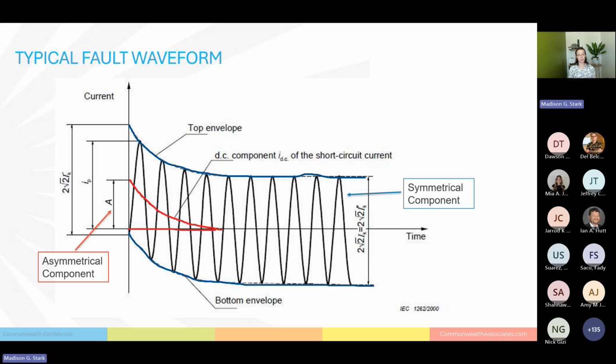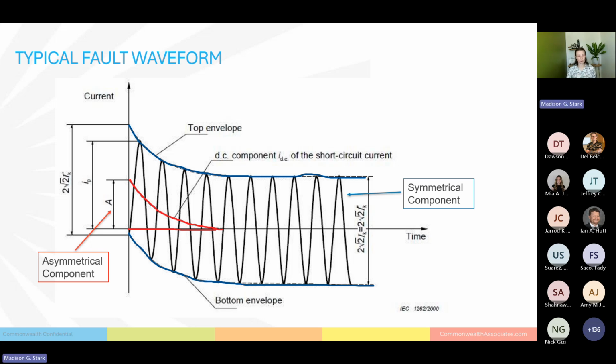So this is what a fault waveform looks like graphically. And here you can see your asymmetrical component is this red triangle highlighted, and then the symmetrical component is this envelope in the blue boundaries. With a non-faulted AC system, the voltage and current waveforms are going to be symmetrical about the x-axis. This is your x-axis. Your positive peak and your negative peak are the same, which is why it's considered symmetrical.